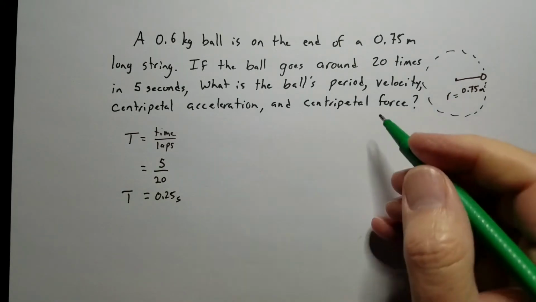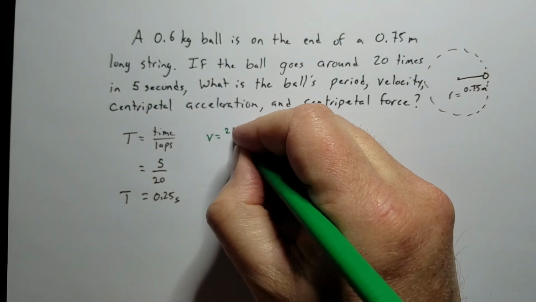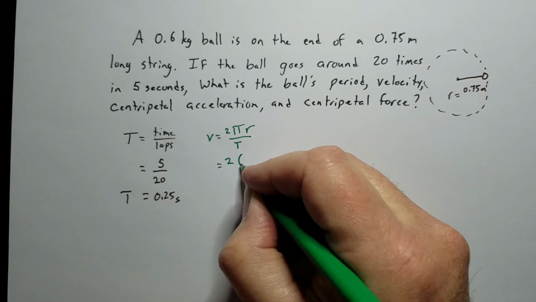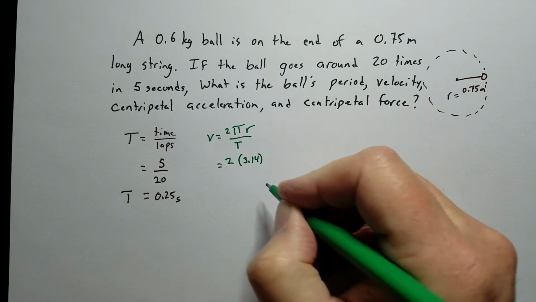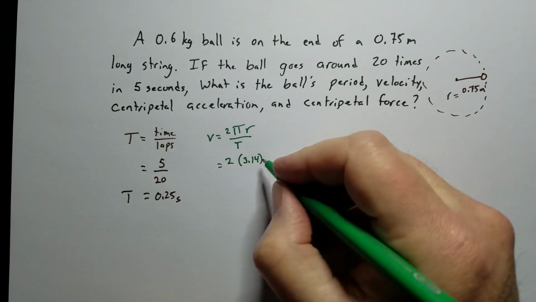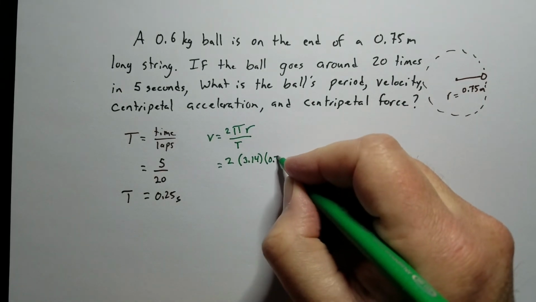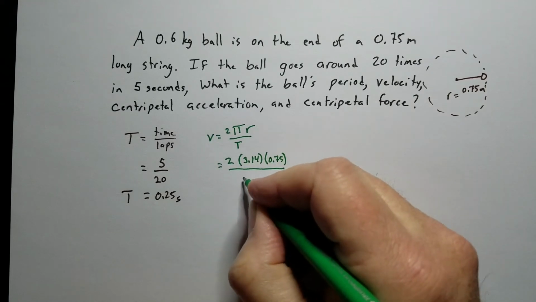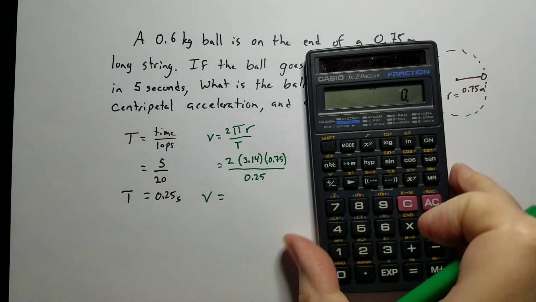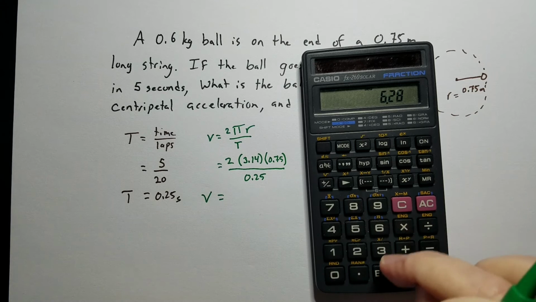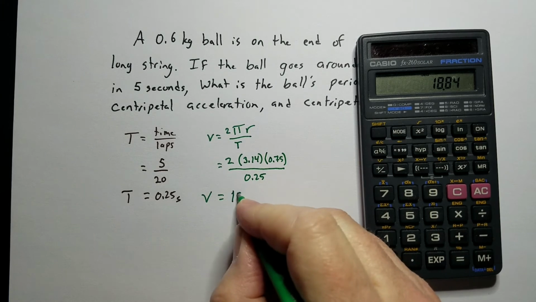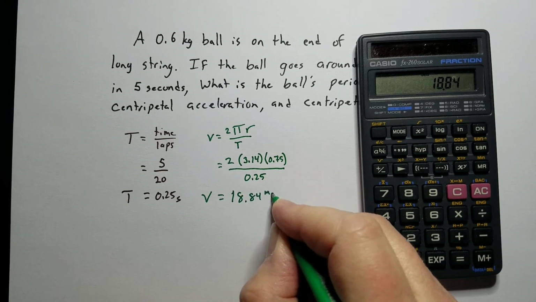Now the next step is to find the velocity. Velocity is the circumference divided by the period. So 2 times pi, and it's okay to just use 3.14. You don't have to use the pi button. If you do, that's okay, but 3.14 is usually pretty good. The radius is 0.75, and the period is 0.25. So we get a velocity of 2 times 3.14 times 0.75 divided by 0.25, which is 18.84 meters per second.